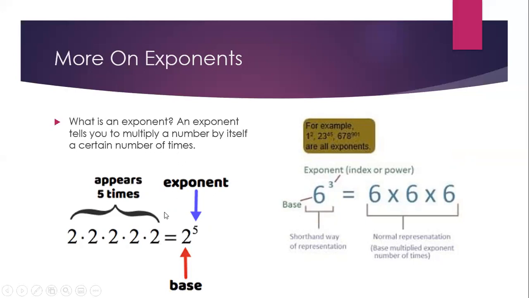So what does that mean? Okay, let's just see what it means. So I have 2 times 2 times 2 times 2 times 2. I have 5 2's, all multiplied by each other. It appears 5 times, therefore I have a 2 multiplied by itself 5 times, that's 2 to the 5th.